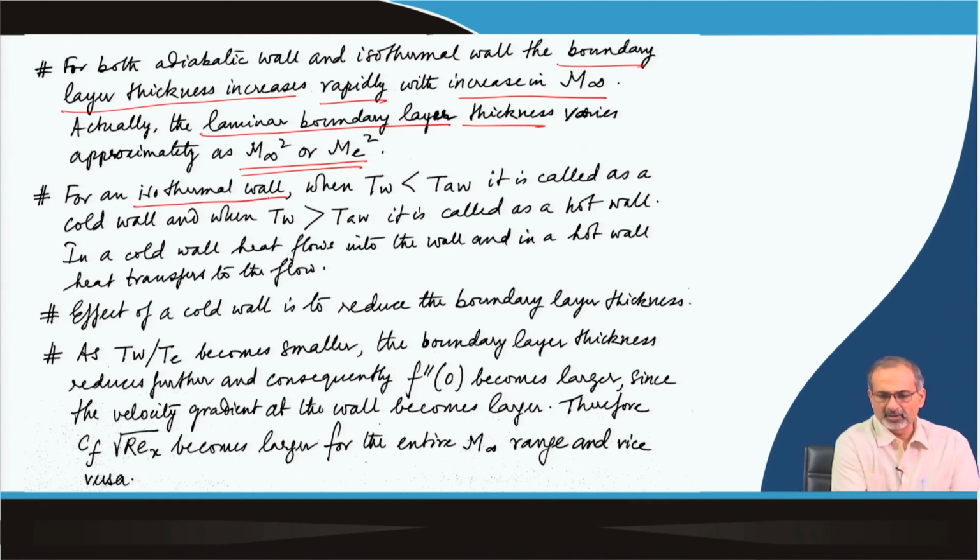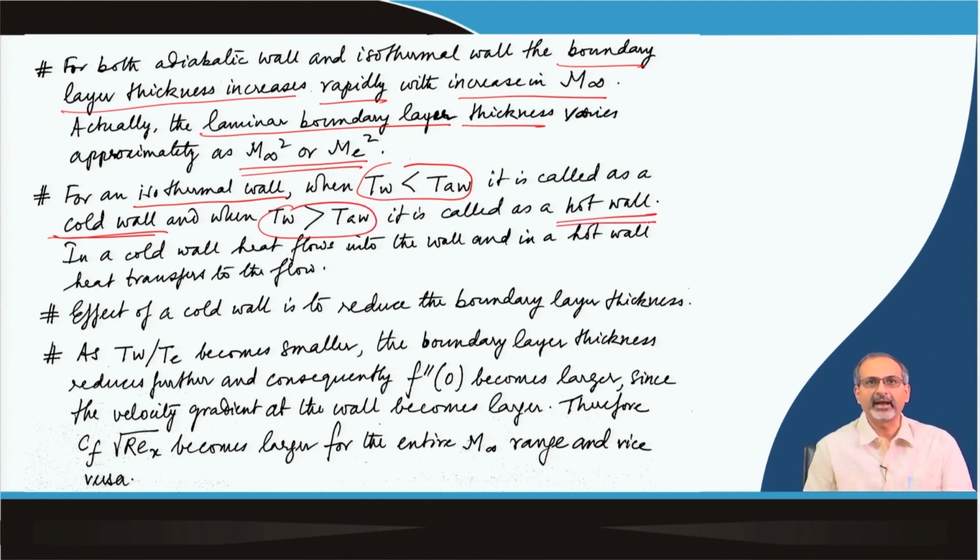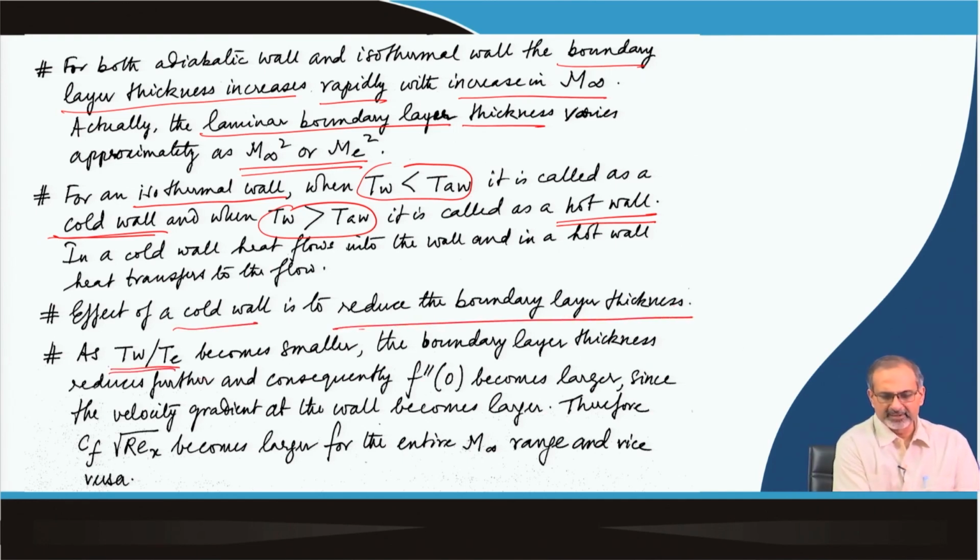When it comes to isothermal wall, when the T wall is less than the adiabatic wall temperature, then we say it is a cold wall, while when it is larger, we say it is a hot wall. So, T adiabatic wall, which is basically the equilibrium temperature, is basically the basis for comparison. In a cold wall, heat flows into the wall from the flow. In a hot wall, the heat flows from the wall into the flow field. Effect of a cold wall is to reduce the boundary layer thickness. Now, as T w by T e ratio becomes smaller, obviously the boundary layer thickness reduces.